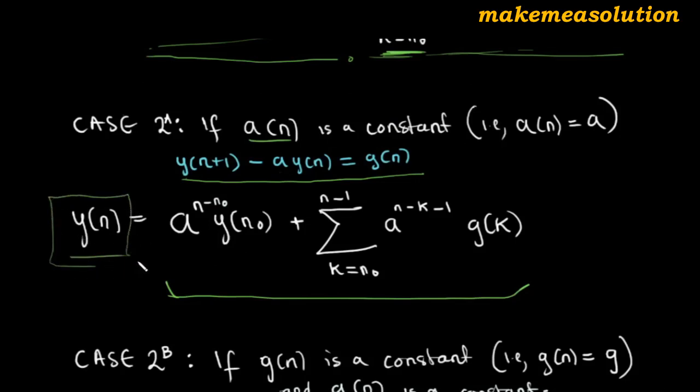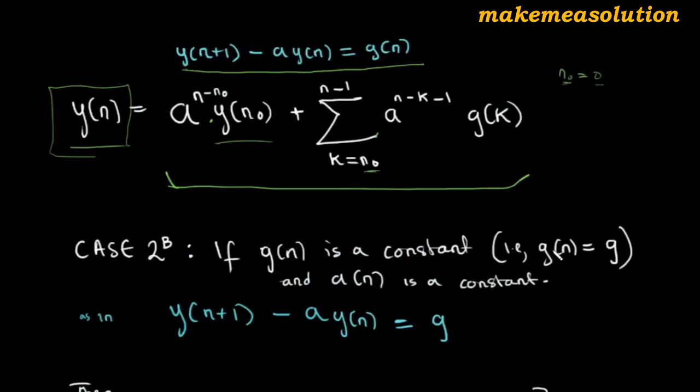Y of n is the solution to the difference equation, just like we saw for x of n. So we have a raised to the power of n minus n naught. Remember, n naught is usually 0. N naught is your starting point. So a raised to the power of n minus n naught times my initial condition, then plus summation k equal to my starting point, then it stops at n minus 1, then a raised to the power of n minus k minus 1, then you now have your g of k. Is that okay? So this is how we usually represent the solution.